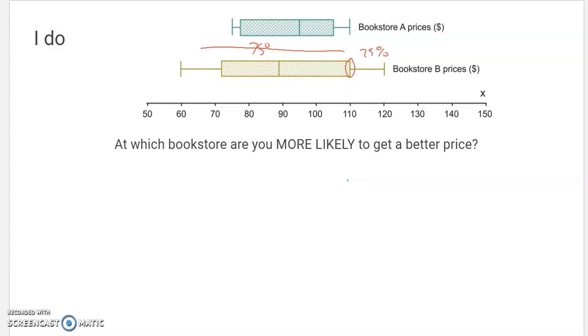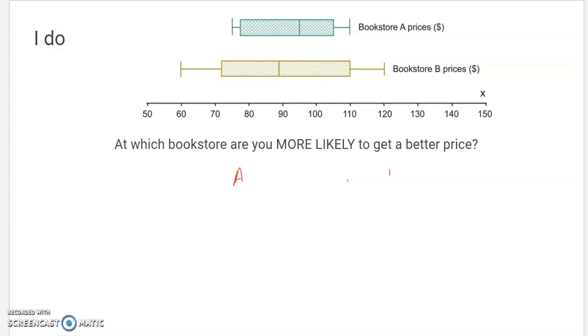And then, of course, we have the upper extreme, which is the most expensive book at each store here. So I want to look at all 5 of those and see if they give us any clue of where I'm likely to get a better price. So then let's start, since we're looking at cheaper, we want to know which one's cheaper. We kind of want to look backwards. So let's start with the most expensive.